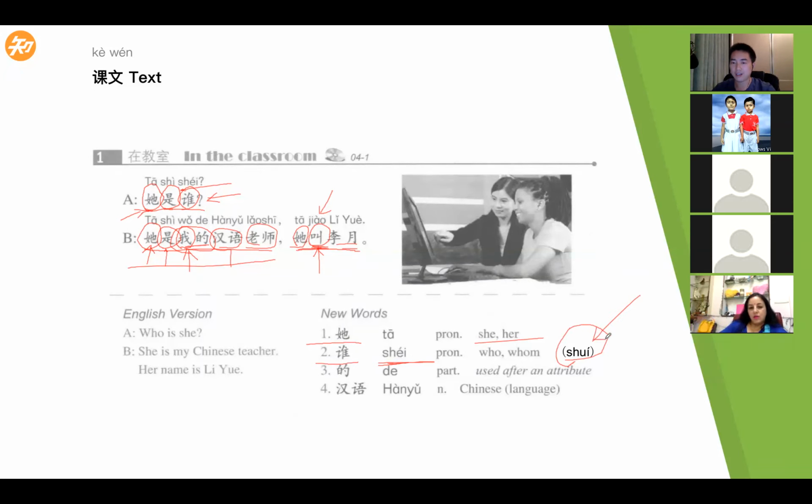because one character can have multiple pronunciations, and sometimes different pronunciations represent different meanings. Sometimes different representations still represent the same meaning. So in this case, this character has two pronunciations, but they have the same meaning. So you can pronounce it either way.